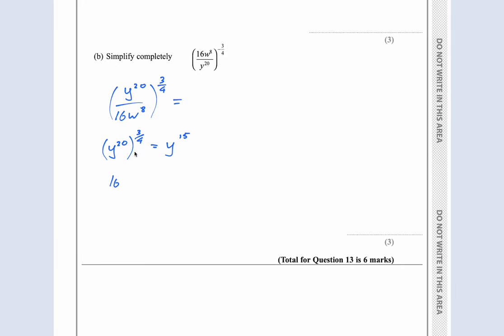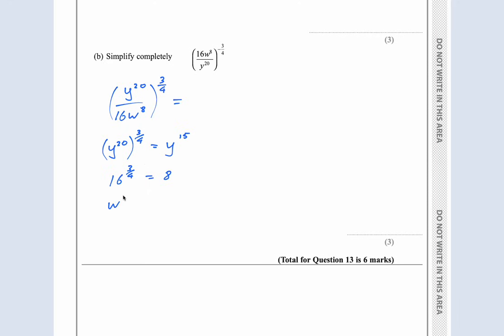16 to the power of 3/4. I'd like to think, guys, you can do that without a calculator. The fourth root of 16 is 2, and 2 cubed is 8, but you do have a calculator, so you could just do that with a calculator.